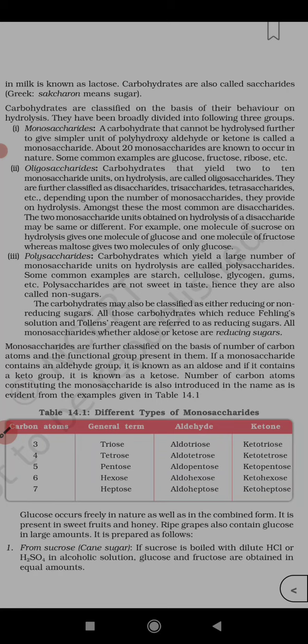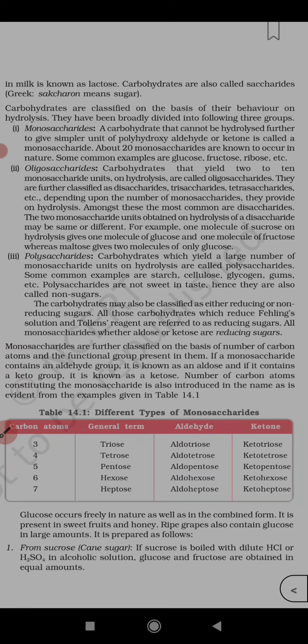For example, one molecule of sucrose on hydrolysis gives one molecule of glucose and one molecule of fructose. So sucrose is a disaccharide because on hydrolysis it gives two monosaccharides. These can be the same or different, but in sucrose they are different: one is glucose, another is fructose. Whereas maltose gives two molecules of only glucose, so it is also a disaccharide.